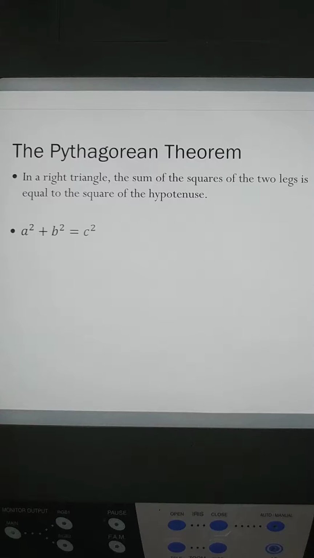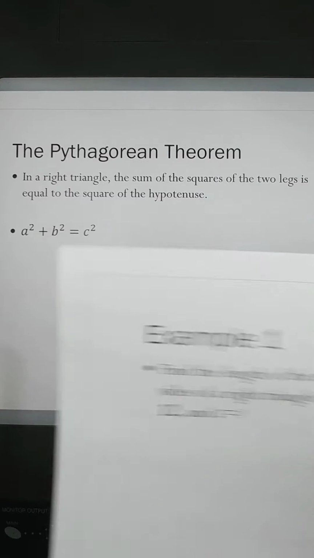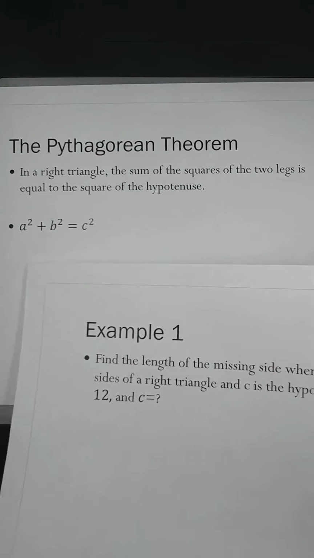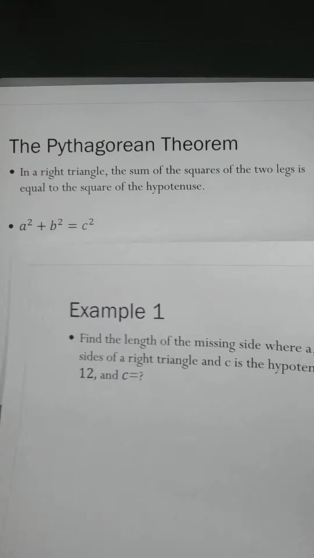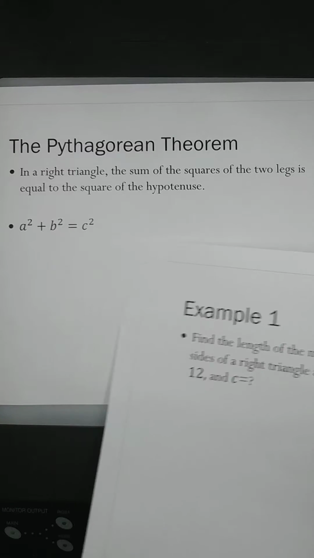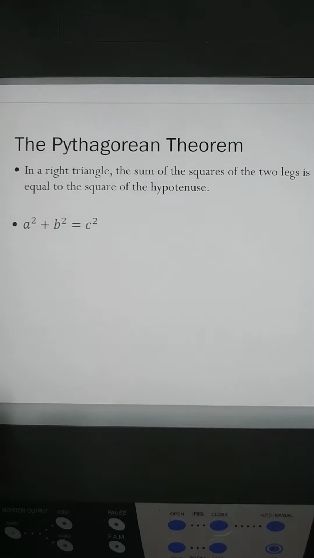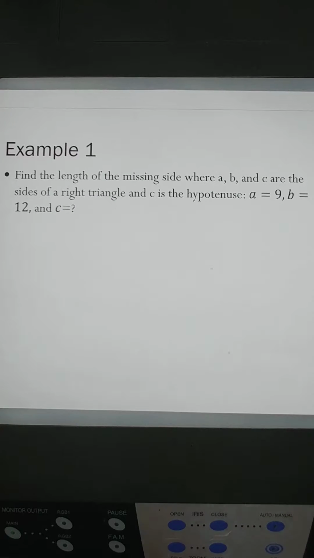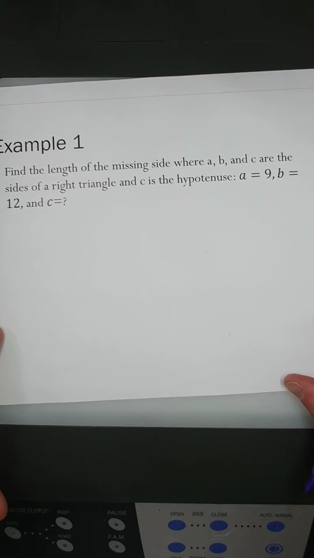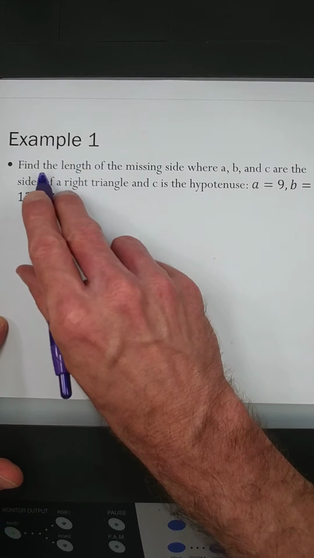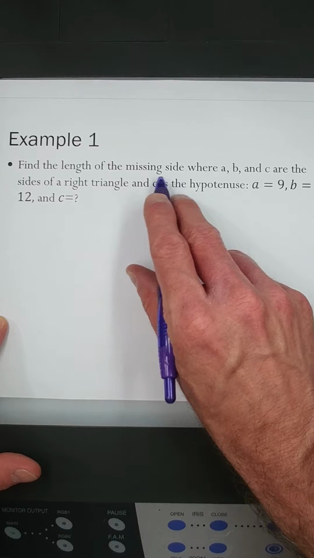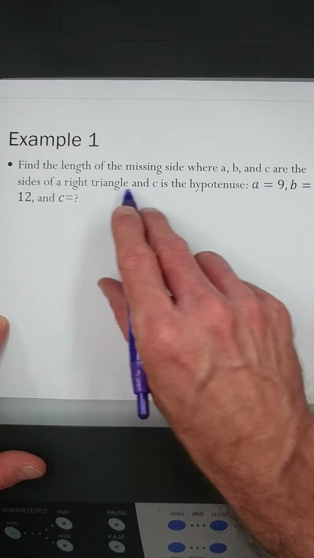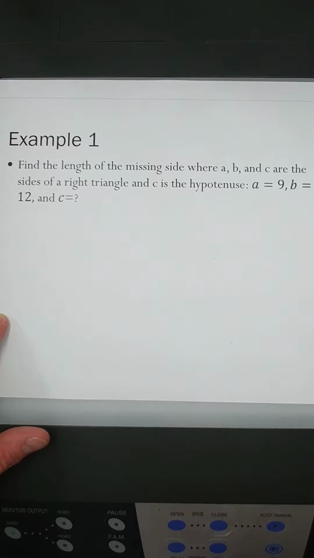Anyway, what we're going to do is look at some problems where we're solving for the missing side. What the Pythagorean theorem will mostly allow us to do is take two sides of the given triangle and find the missing third side. So in a situation where we know two sides and we're trying to find the third, the Pythagorean theorem is optimal. Find the length of the missing side, where a, b, and c are the sides of a right triangle and c is the hypotenuse.